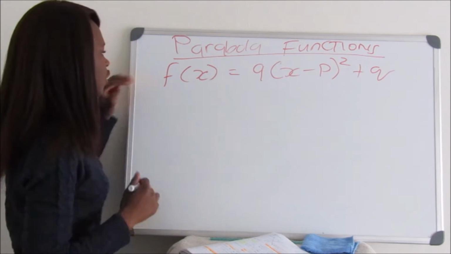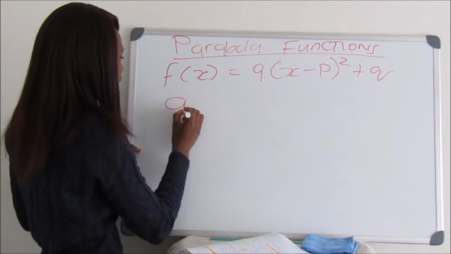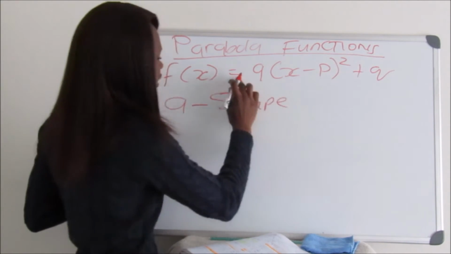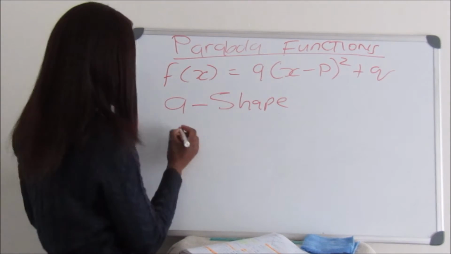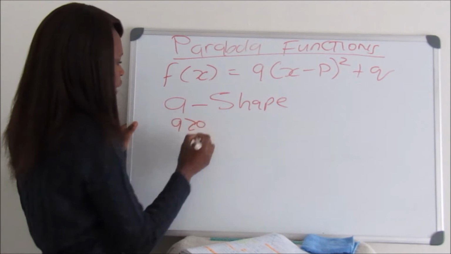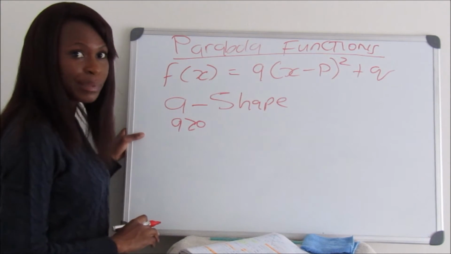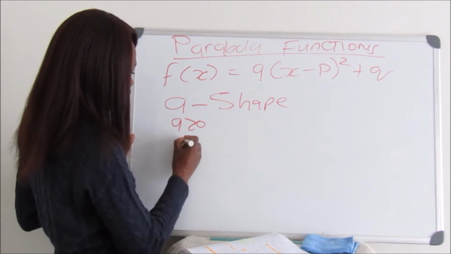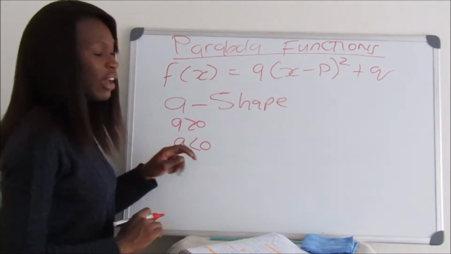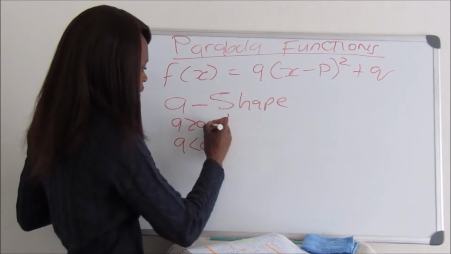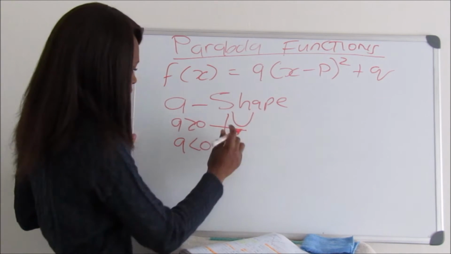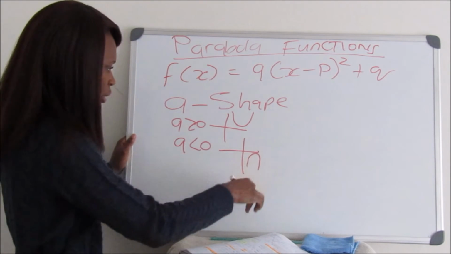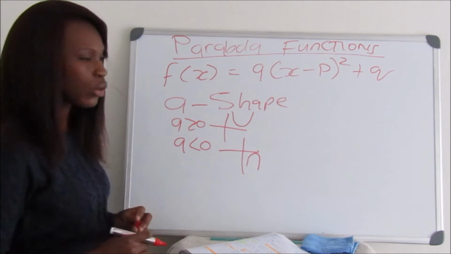From this equation you must consider that a determines the shape of the graph. If a is greater than 0, then we will have a concave up shape, as if it's a happy face. If a is less than 0, then we'll have a concave down shape, looking down.